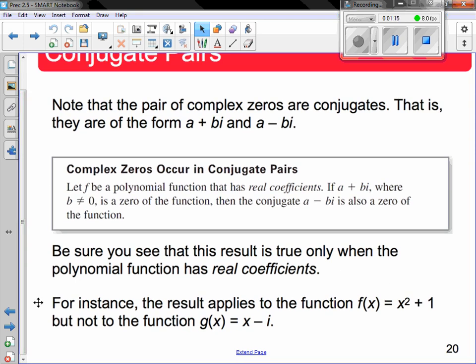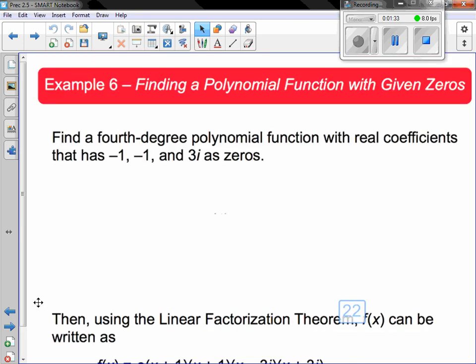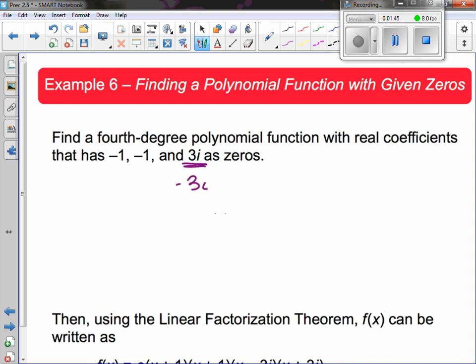For instance, the result applies to the function f of x equals x squared plus 1, but not to the function g of x equals x minus i, because x minus i is just a one. x squared plus 1 is x plus i and x minus i. We have those two together. So whenever we see that we have any imaginary terms as a zero, their complex conjugate is also a zero. Because if I have positive 3i, I also have to have negative 3i.